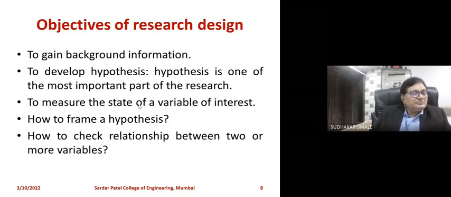And you must first understand what you mean by research. When you understand the meaning of research, then definitely you will get the essence of research design. Research is inquiry in the search for knowledge and understanding. So this is very important. I am repeating again: research is inquiry in the search for knowledge and understanding.